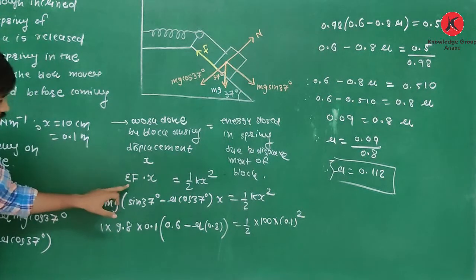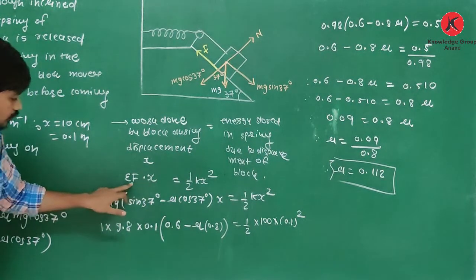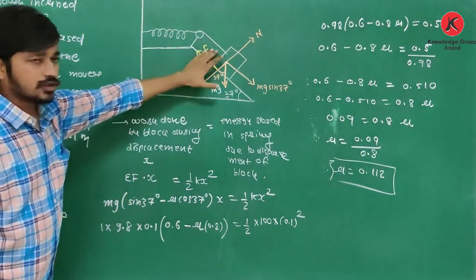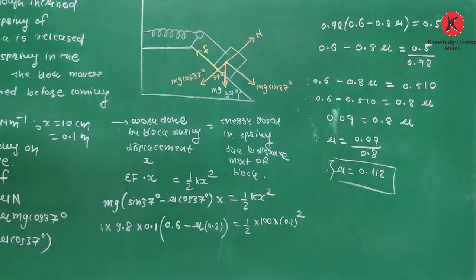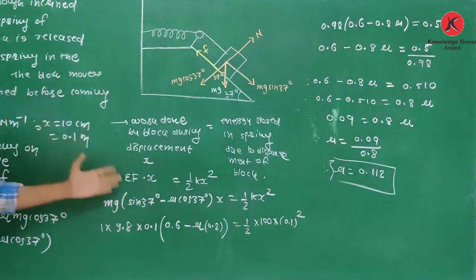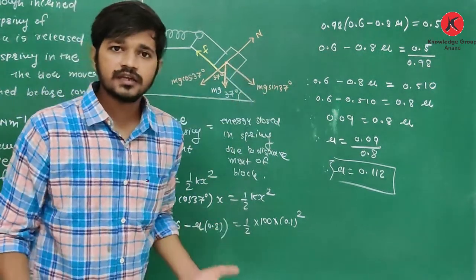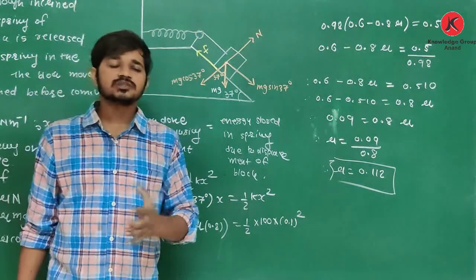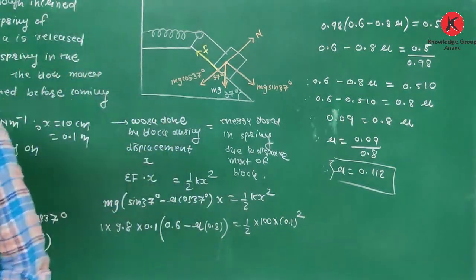What is the equation of work done? Force into displacement. So first of all, we have to find the resultant force acting on the block. Draw the diagram, find the resultant force, and then calculate. Clear about this? This is one question based on the law of conservation of energy.